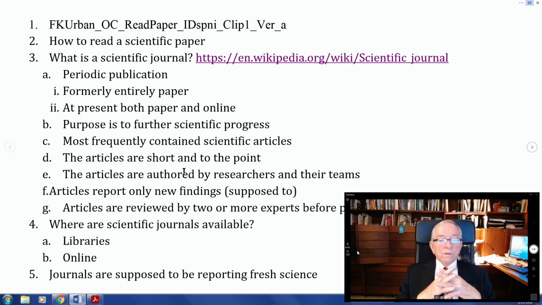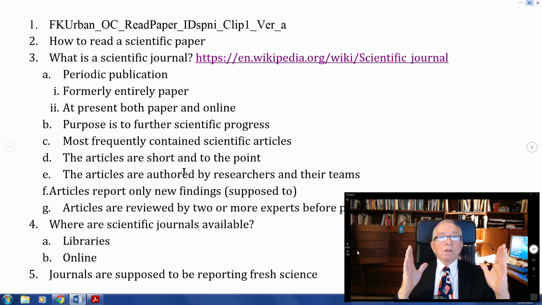These articles are usually scientific in nature. There's a very wide range of different articles out there. What are they? They're short and to the point. They don't want a lot of duplication. This is not a book. It's not a text. It's something new in a small package. And the articles are authored by researchers and their research teams. And they report only new findings. That's exactly what they're supposed to do.